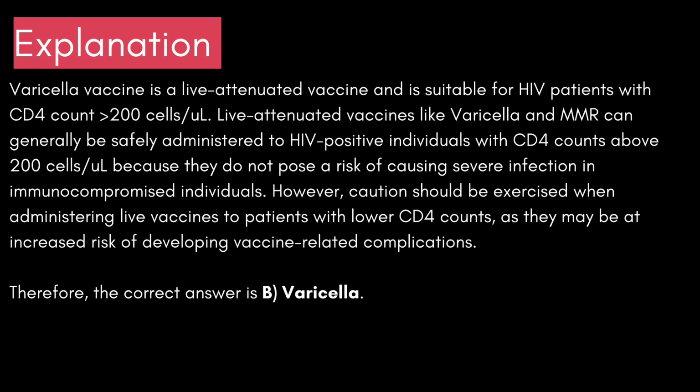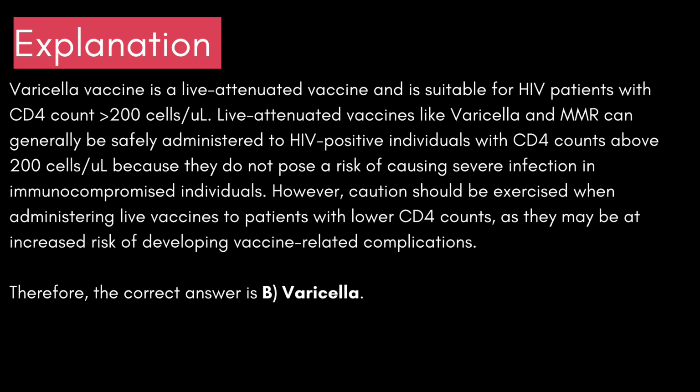HIV-positive individuals with CD4 counts above 200 cells/uL because they do not pose a risk of causing severe infection in immunocompromised individuals. However, caution should be exercised when administering live vaccines to patients with lower CD4 counts, as they may be at increased risk of developing vaccine-related complications. Therefore, the correct answer is B, varicella.